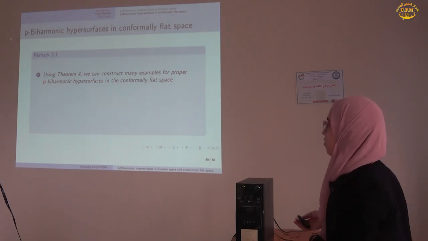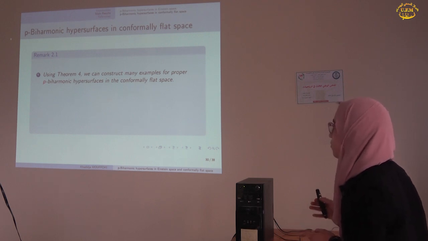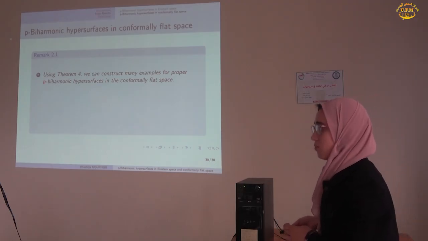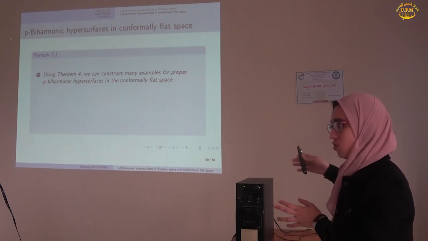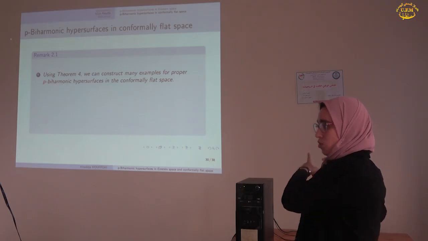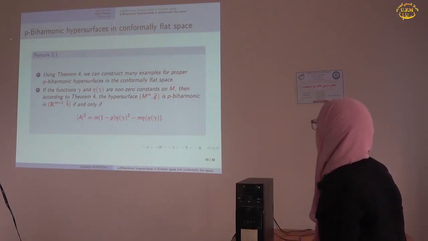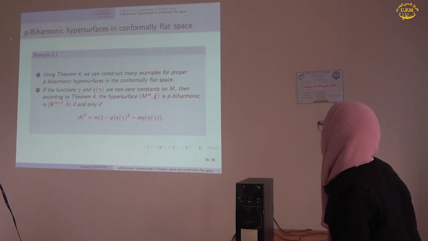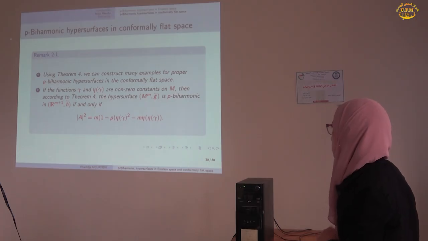Remark, or objective of the second section: using Theorem 4, we can construct many examples of proper Biharmonic hypersurfaces in conformally flat space, because we know that there are several examples. For the metric deformation, for example, h equals the standard metric, to simplify the calculation. If the functions gamma and its normal derivative are non-zero constants on M, according to Theorem 4, the hypersurface is P-Biharmonic in R^(n+1) if and only if the norm of A equals this quantity.